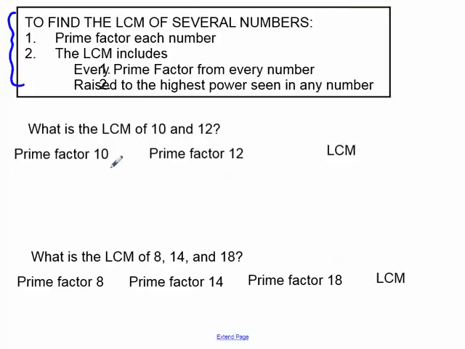Find the lowest common multiple of 10 and 12. All right, well, here's 10. For 10, we can use the cake method. We'll divide out the 2 first. We got a 5, or we can just use the tree method.